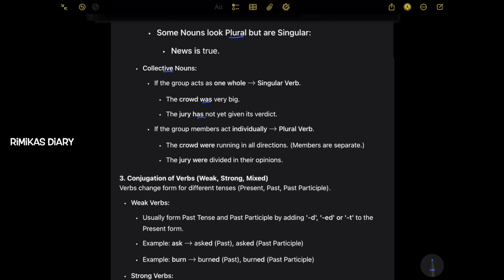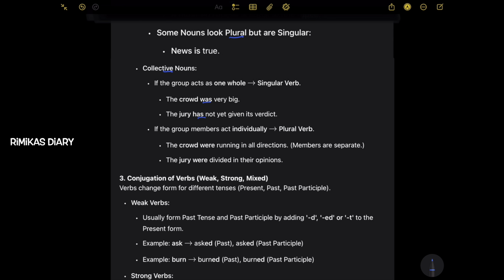Mixed verbs. So some verbs show a mix of weak and strong patterns. They may change vowels and add d, t, or n, en. Example, keep, kept. So kept, past participle, kept in past tense. Example, sell, sold, sold.